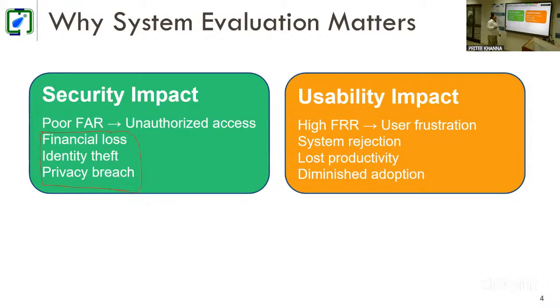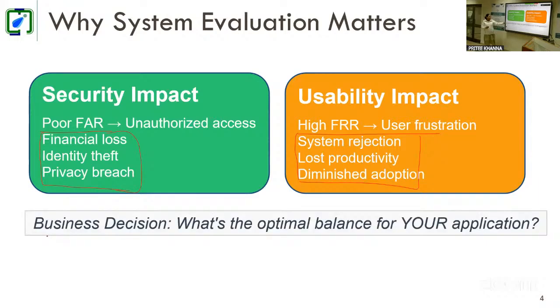But at the same time, if we go for a high false reject rate, the user will get frustrated and will not be satisfied. If there is a high false reject rate, the system is rejected and productivity is low. So we need to take care of both aspects. We want security, but not at the cost of user satisfaction. We want the user to be satisfied.